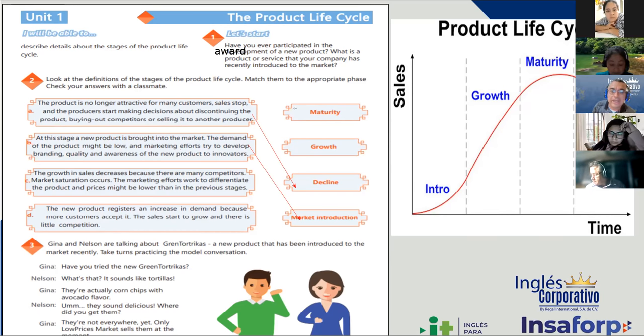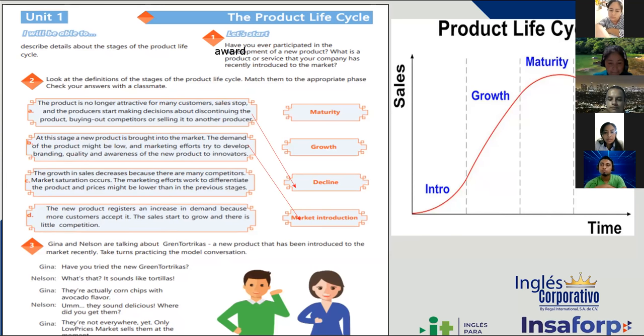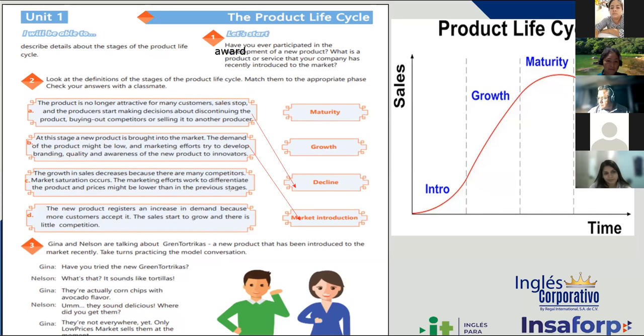Okay, what about C? Is it growth or maturity? Letter C. Growth. Okay. How many people think it's growth? Okay, 3, 4, 5, 6, 7. So you think letter C is growth. Okay, how many people think it's maturity? Letter C is maturity. Okay, I have 8, so almost half, right? Almost half, it's maturity. Letter C is maturity.